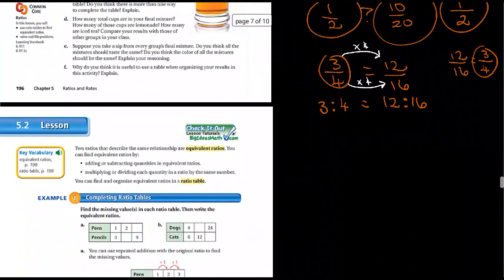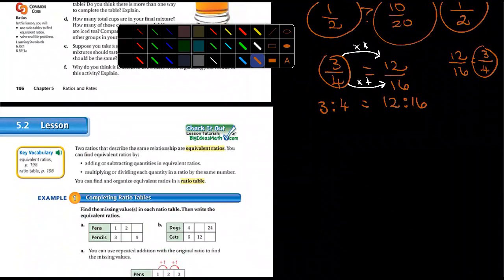Let me make up another one here. How about this: is 5/15 equivalent to 15 over 40?